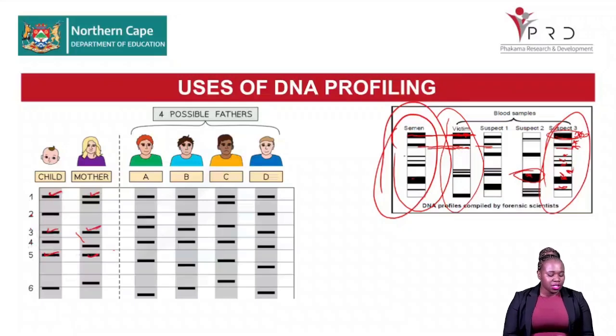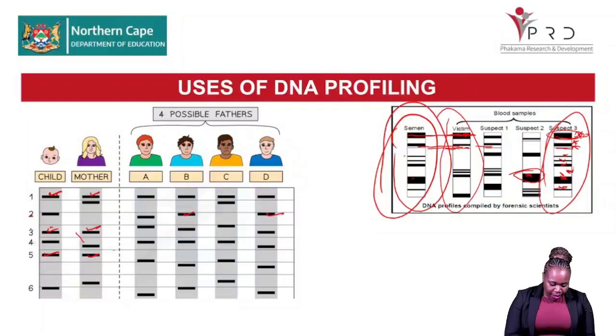How many bars are matching the mother with the child? 1, 2, 3. The remaining bars must match one of these males. If it doesn't, it means that none of them are the father. Right. Bar number 2, let's have a look at it. There we have it. B and D.